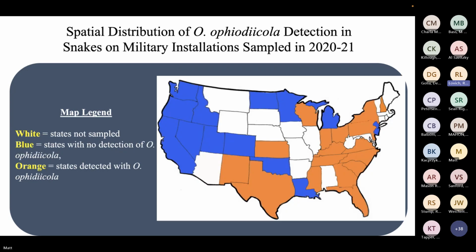And then in 2021, you see again, the white states not sampled. Some of those we had hit in 2018. Blue, no detection, and orange states detected. And fairly similar, western states are less represented, which happen to be drier states. And again, be careful of any correlations, but the eastern United States had much greater detection. Next slide.